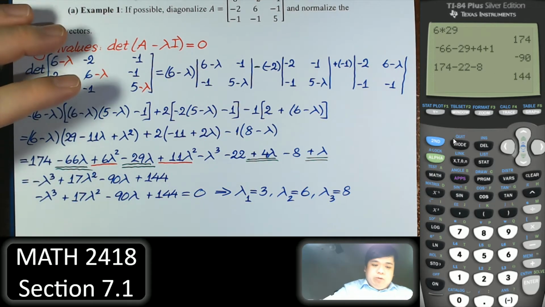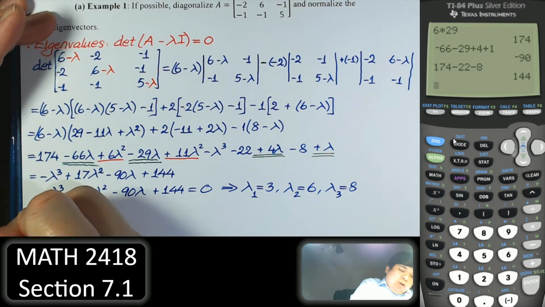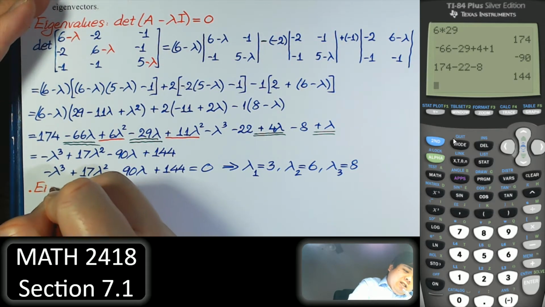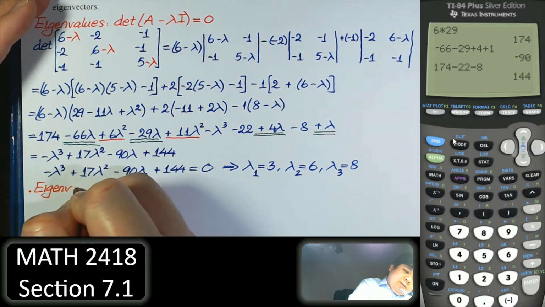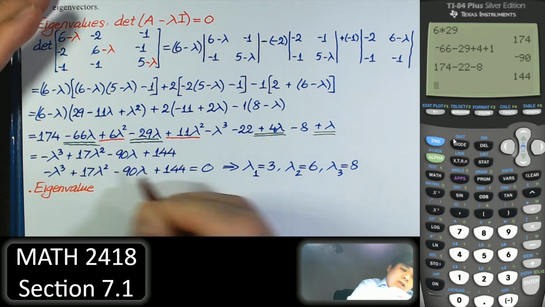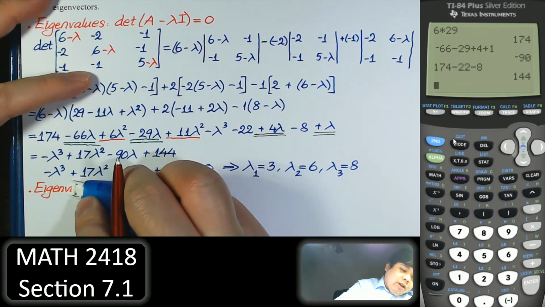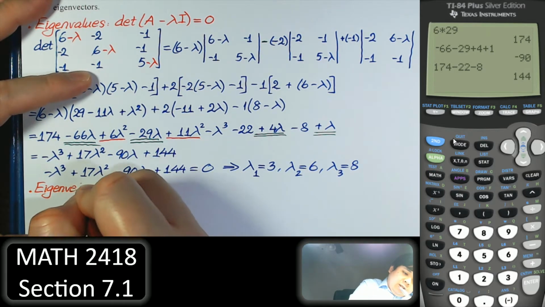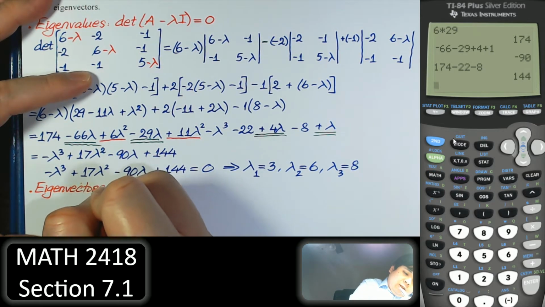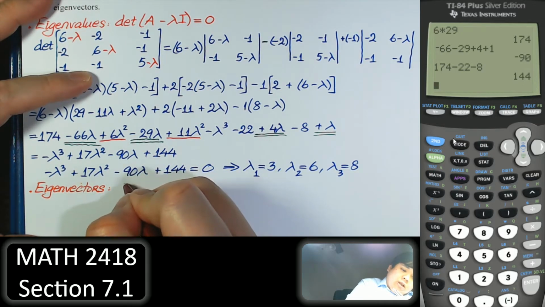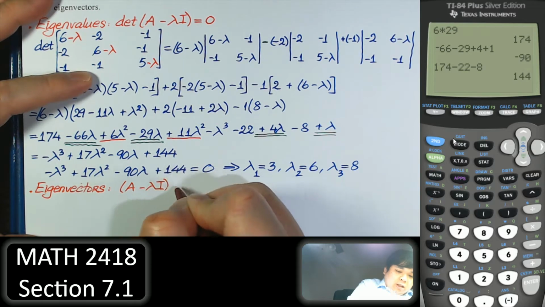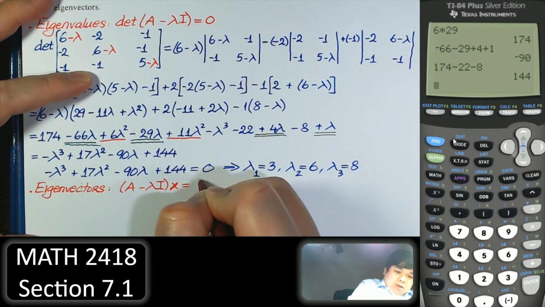Right, so now we find the eigenvalues. Try to write small. This problem takes a lot of space. We have eigenvalues already. Now we find eigenvectors, which is solving the equation A minus lambda I times x equal to 0.